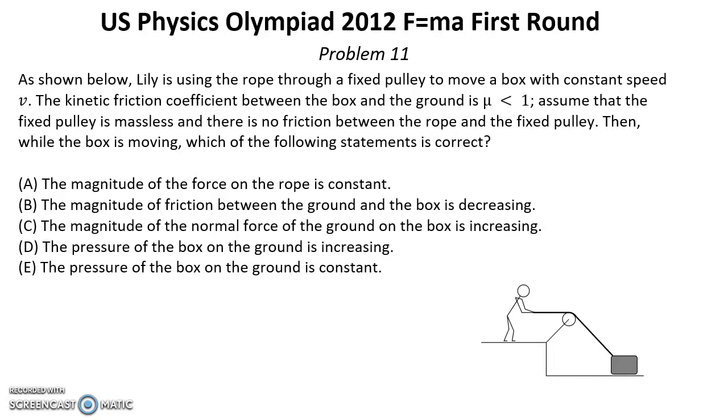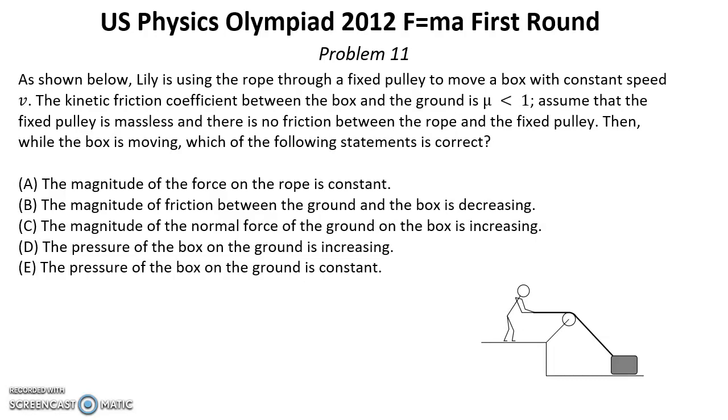Assume that the fixed pulley is massless and there is no friction between the rope and the fixed pulley. Then, while the box is moving, which of the following statements is correct? Solution. Let's do first a qualitative analysis.